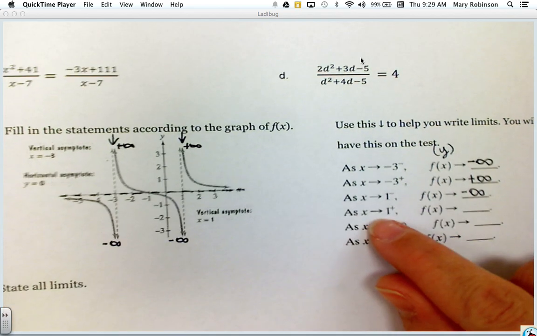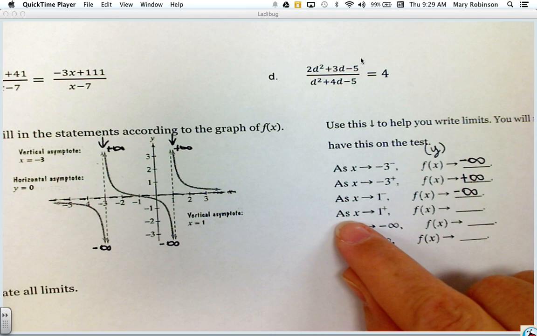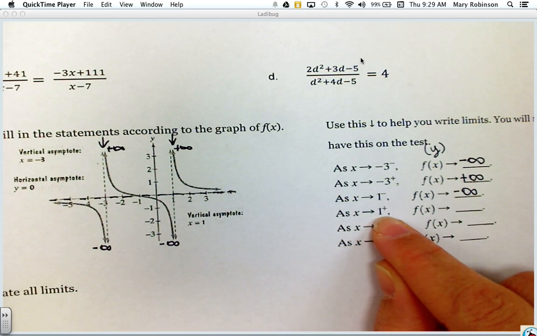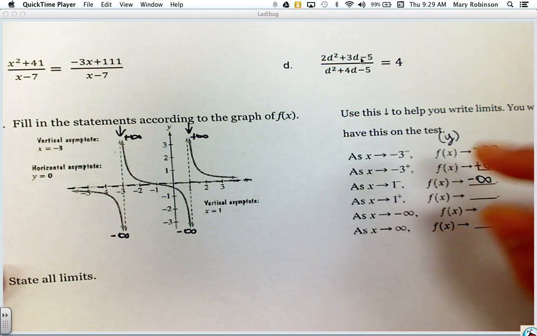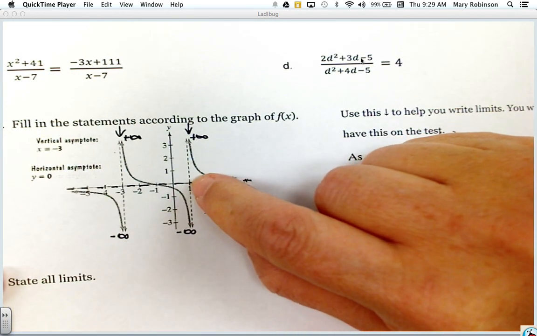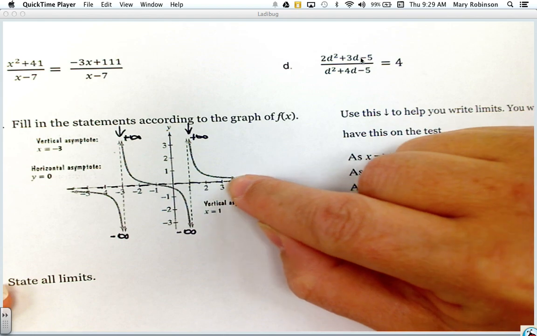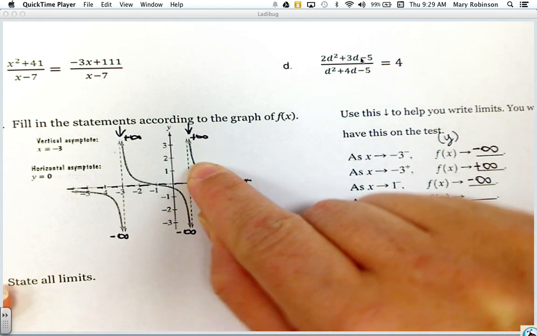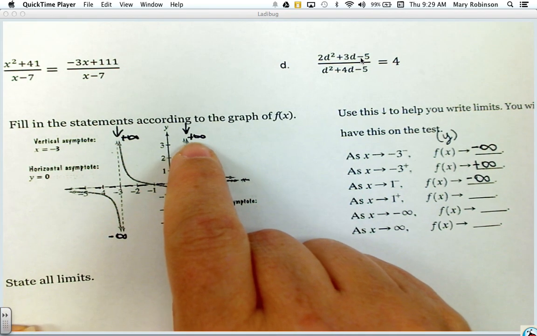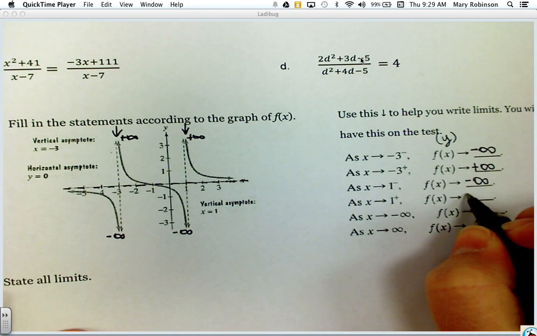Next, we want to evaluate what happens to our function as our x value approaches 1 from the right side, positive meaning the right side. So if we come over here, and here's our x value of 1, as we approach 1 from the right side, what's happening to our function? It's approaching infinity. It's going up forever.